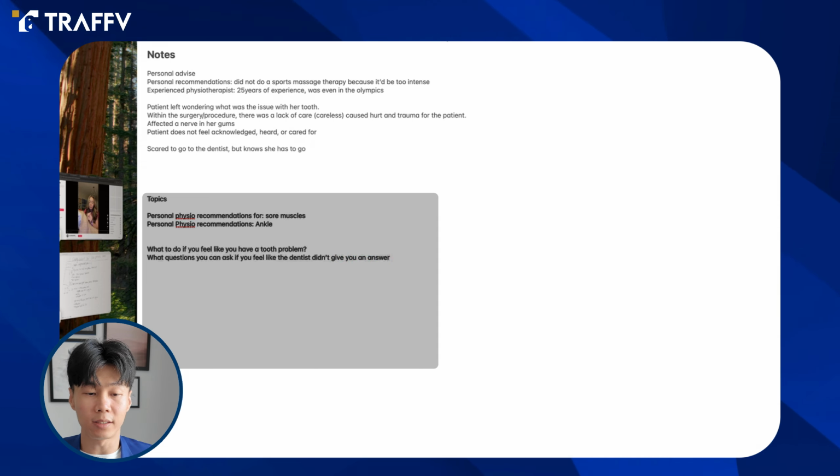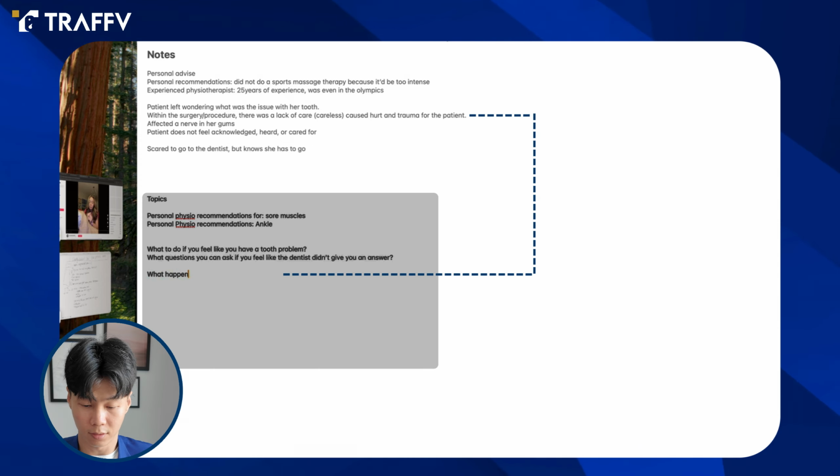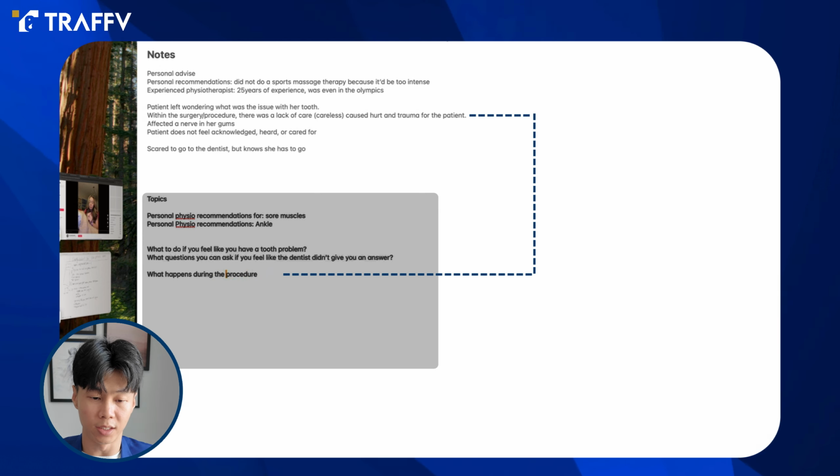So there are so many types of content you can create. For example, within the surgery procedure, there was a lack of care that caused hurt and trauma. So what you can do is create content that reassures patients that they will be taken care of, they will be looked after during the procedure. So what happens during the procedure? For example, this can be a filling procedure, and you want to specifically mention what happens during your filling procedure, not just any other filling procedure, but the experience that your clinic is going to provide them.